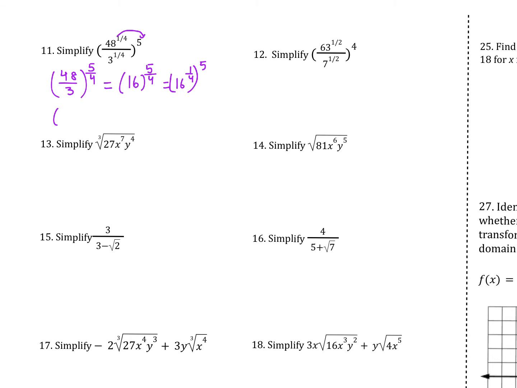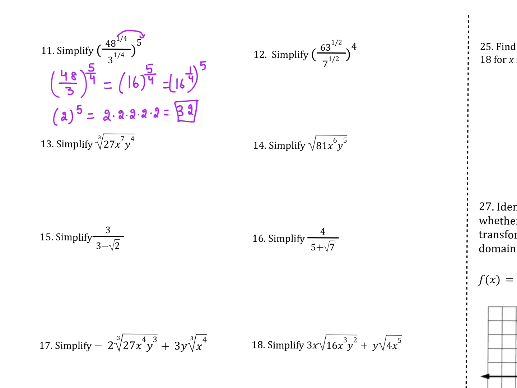4th root of 16 means what number you multiply 4 times to get 16, which is 2. And 2 to the power 5 is 2 times 2 times 2 times 2 times 2. That's going to be 32 as your answer.